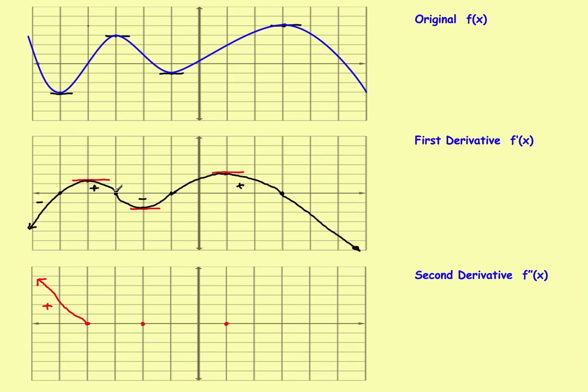Now, in this interval right here, the black graph is decreasing. So its derivative will be below the x-axis. It'll look something like this. It's got to be negative. It'll go down like this. So it's going to be negative in here.